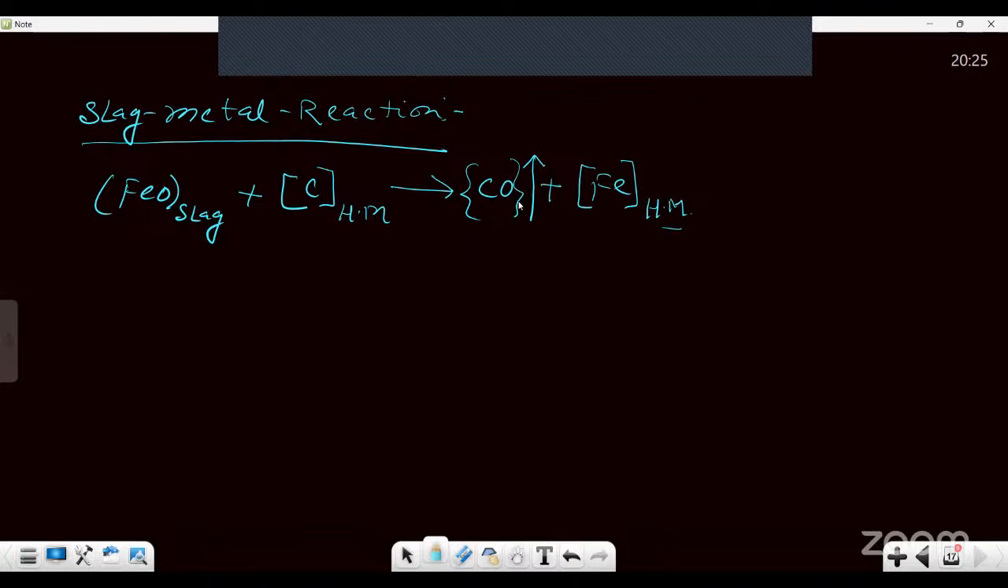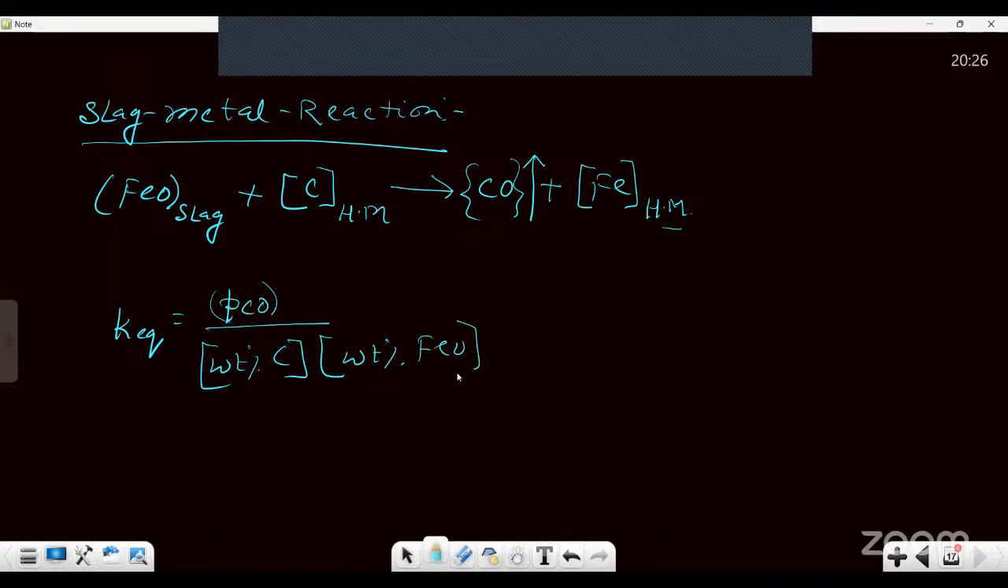So this reaction, if I ask you to concentrate, what is the equilibrium constant for this reaction? The equilibrium constant for this reaction is going to be the partial pressure of CO divided by the weight percentage of carbon into the weight percentage of FeO, right? I can say this.